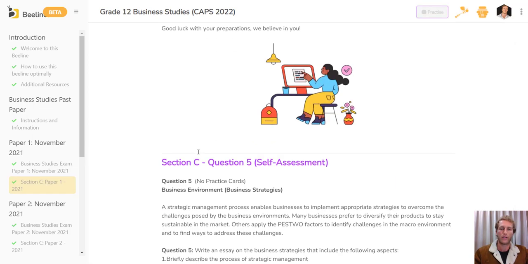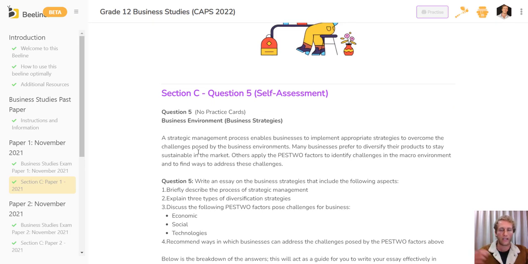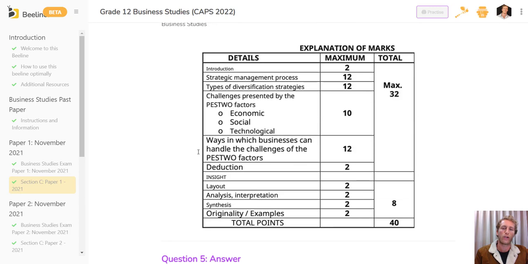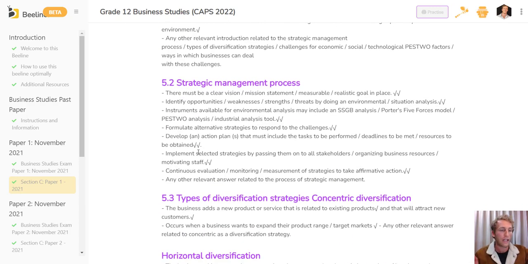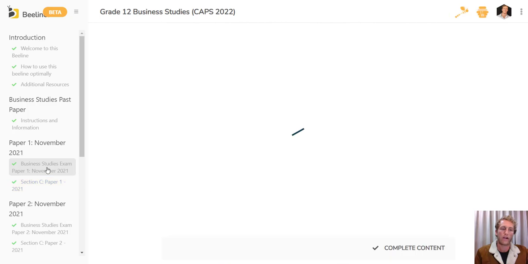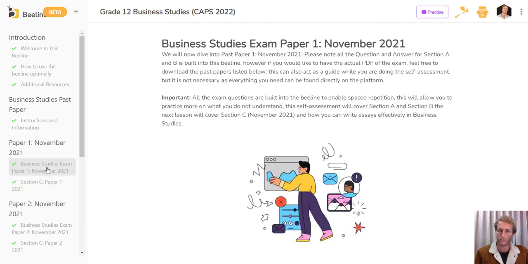It jumps you into long questions where you can take a pen and paper, write the essay answers, and then work your way through the memorandum to give yourself a bit of a self-assessment. But the power of the tool comes in sections A and B, where the questions are shorter.